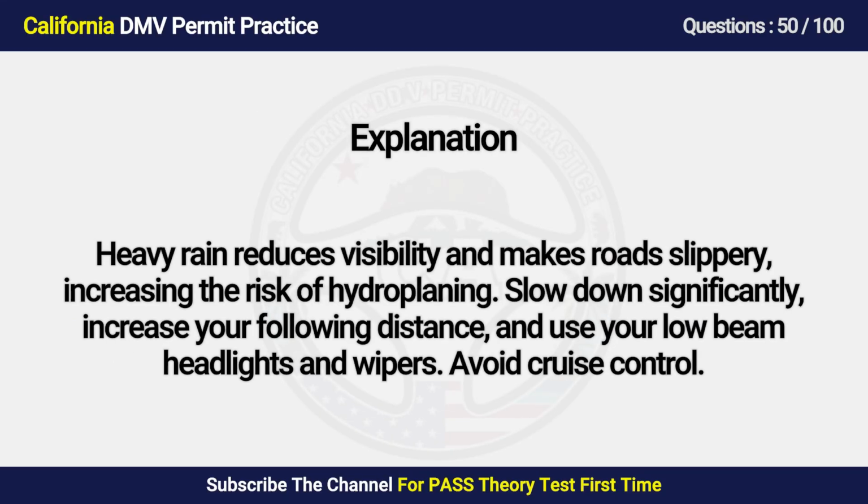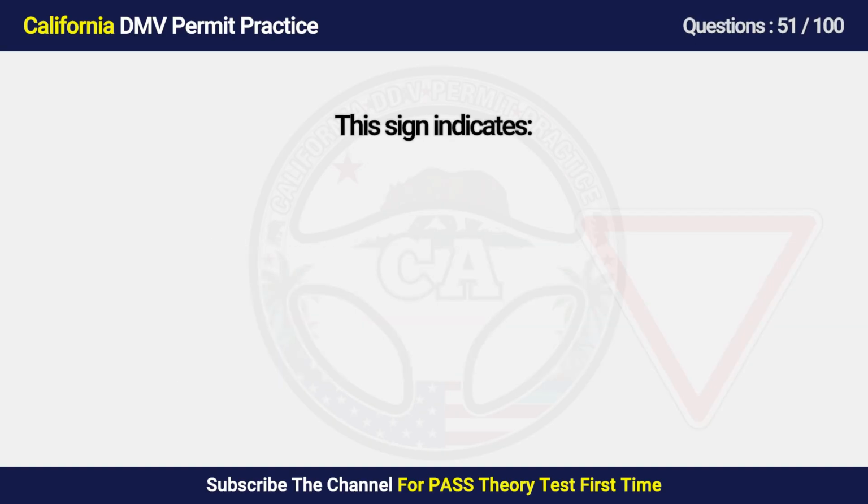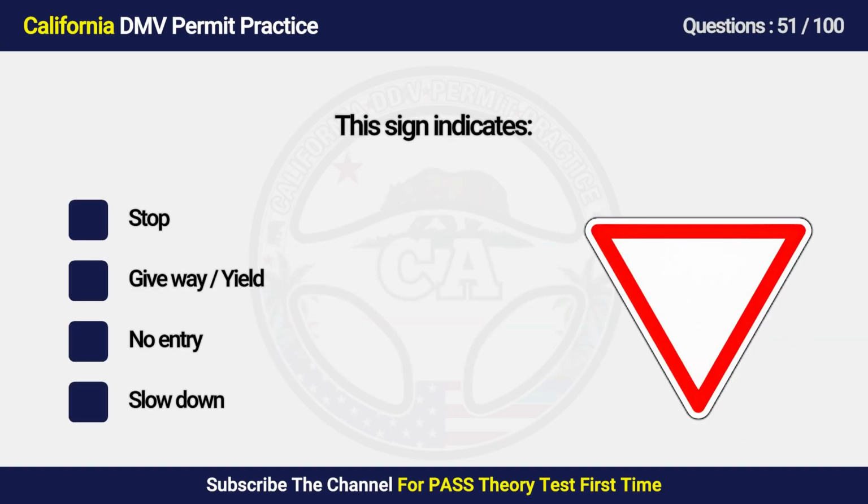Heavy rain reduces visibility and makes roads slippery, increasing the risk of hydroplaning. Slow down significantly, increase your following distance, and use your low beam headlights and wipers. Avoid cruise control. Question 51. This sign indicates: A. Stop, B. Give way, yield, C. No entry, D. Slow down.